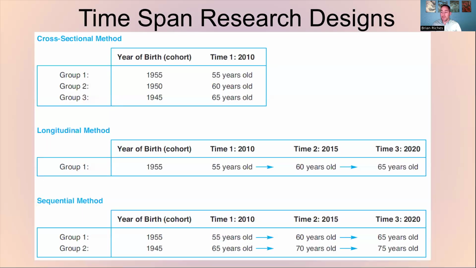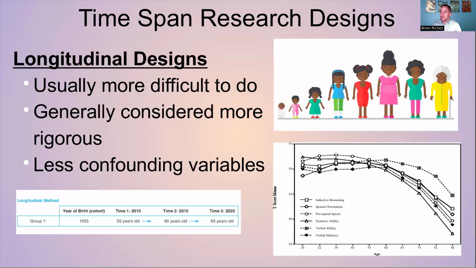So another thing that you can do is put them together with a sequential method. In the sequential method, you would take 5 and 10-year-olds today, and then in 5 years, you measure the 5-year-olds who are now 10, and the 10-year-olds are now 15. So you have a group that's 5, 10, and 15 to compare. So you've got cross-sectional plus longitudinal together.